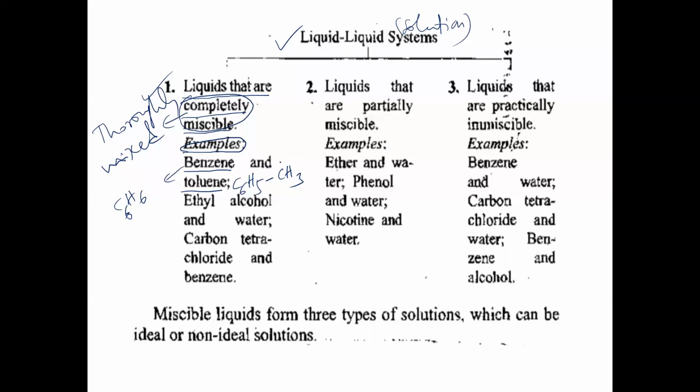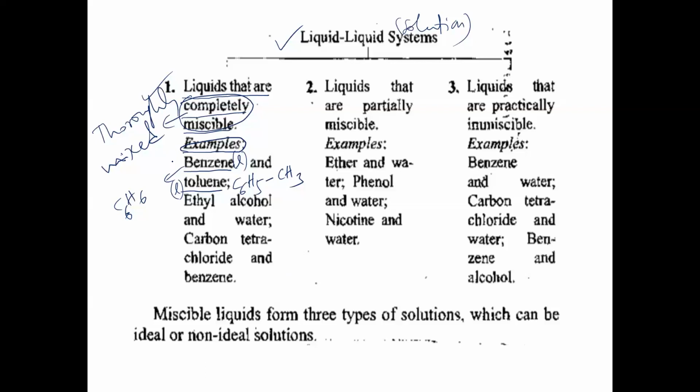In benzene C6H6, one hydrogen is replaced by one methyl group, CH3 group. Then we get C6H5-CH3, called methyl benzene, which is toluene. Benzene is liquid, toluene also liquid. When these 2 liquids are mixed, they will be thoroughly mixed with each other. That's why they are miscible liquids. Benzene and toluene are miscible liquids.